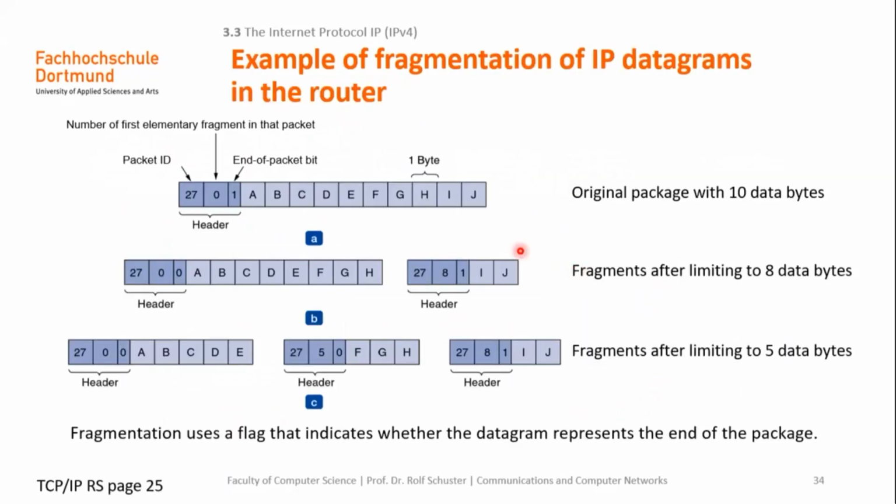Here is typically an example of fragmentation, but in order to understand the fragmentation process very well, we need to understand that any fragment is, in fact, a new datagram. That is, this is the original datagram, for instance, that arrives at a router. The router needs to fragment this datagram into fragments, and each fragment, in fact, is a new datagram.